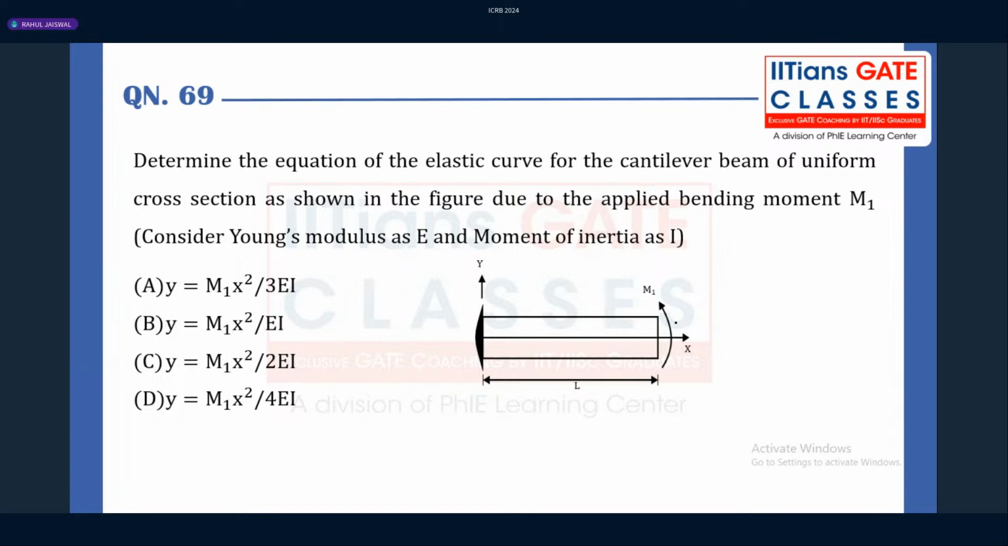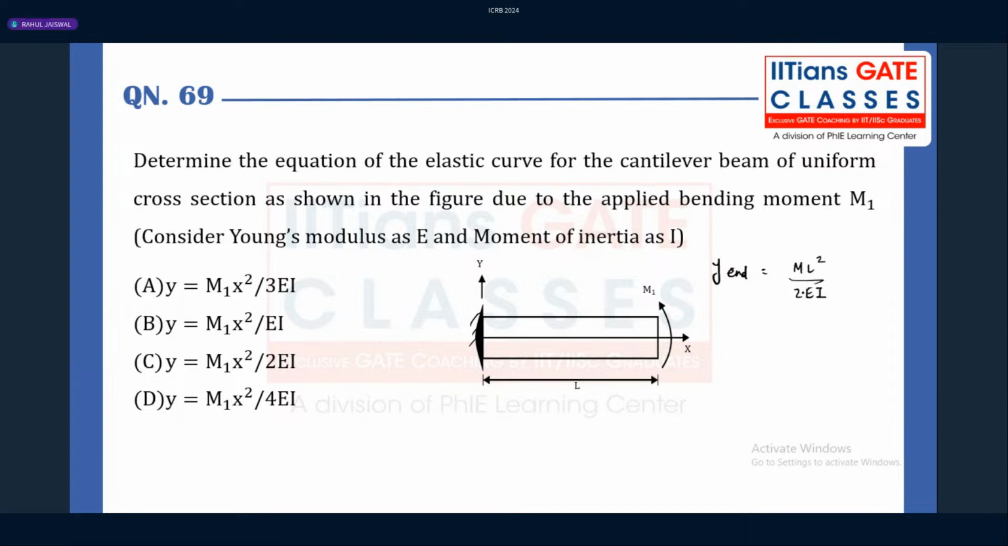Okay, guys. The next question: determine the equation of an elastic curve for a cantilever beam of uniform cross section as shown in the figure. Now again we should know the direct formula. What is the deflection formula? End deflection, whenever any cantilever beam is subjected to end moment, is ML square divided by 2EI.